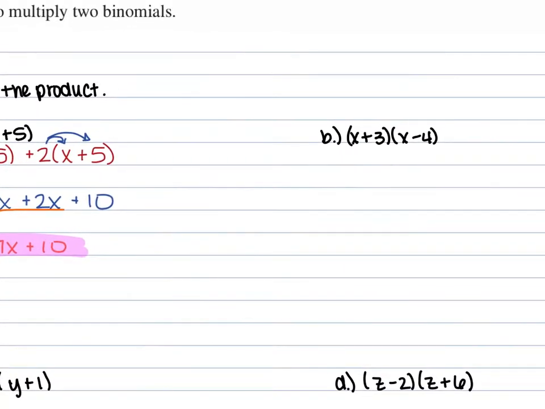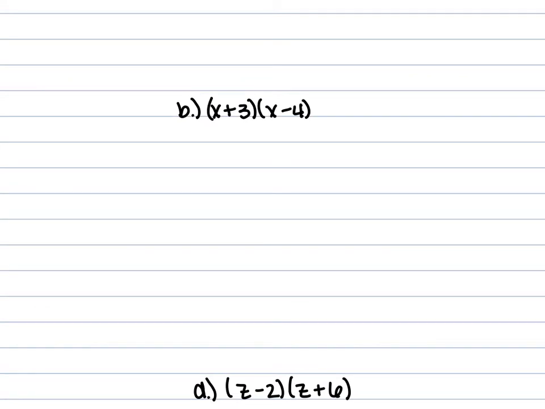For example B, we have x plus 3 times x minus 4. So again, we're going to use distribution with this. We're going to take the x in the first set of parentheses, distribute it into the x minus 4. Then we'll take the 3 and distribute it into the x minus 4.